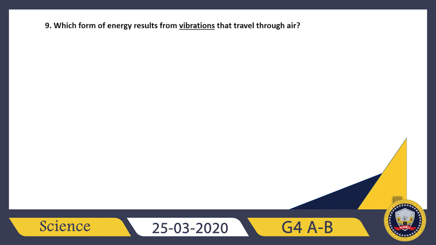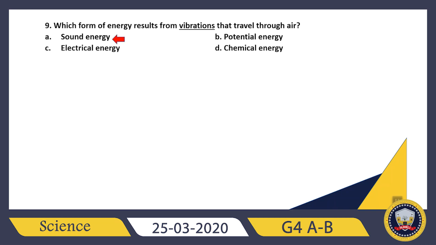Number 9. Which form of energy results from vibration that travels through air? Do you remember? The energy related to the vibration of objects. Sound energy, potential energy, electrical energy, or chemical energy. Since it is about vibration of objects, quickly, it is sound energy.